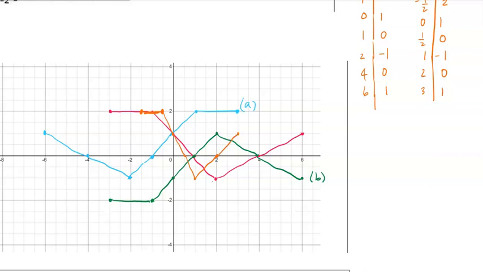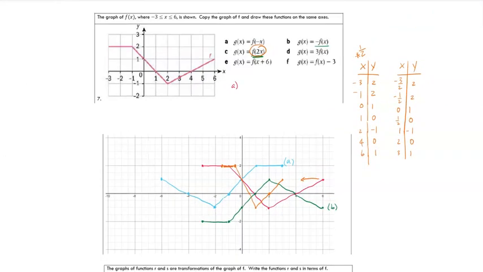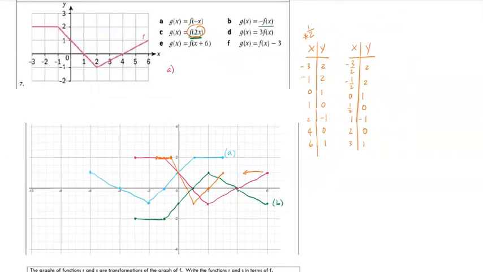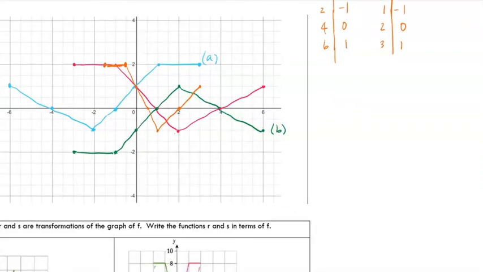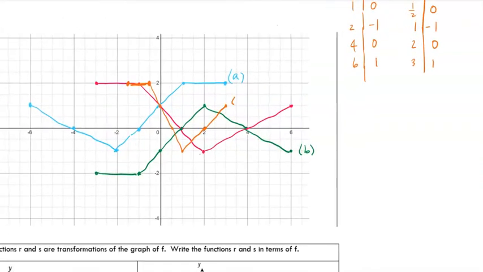Now you can see from the parent function that all of these points ended up getting vertically, or I'm sorry, horizontally compressed. All of them went in. Okay, and get rid of the arrows. So the orange was C.